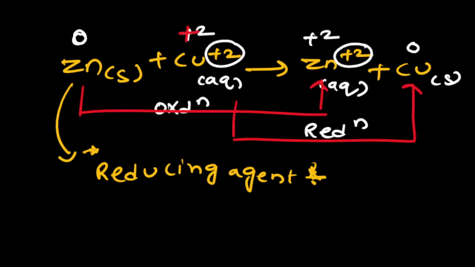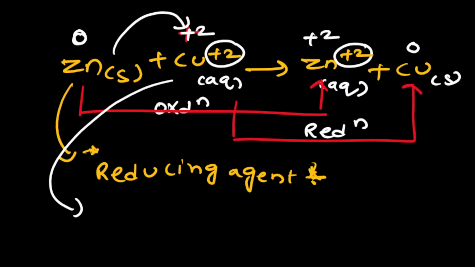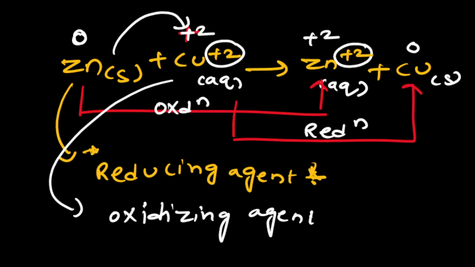See, zinc went from 0 to plus 2, so itself it has been oxidized. How many electrons has zinc lost? 2 electrons lost, right? The 2 electrons were gained by which one? Copper. So Cu2+ is acting as an oxidizing agent. I hope it is clear.